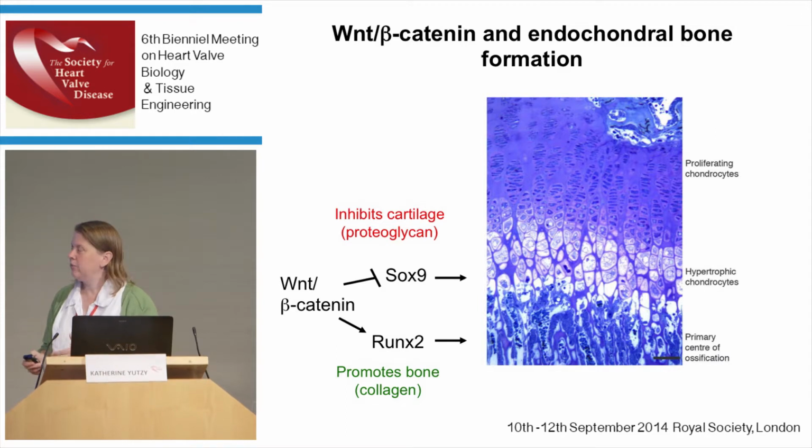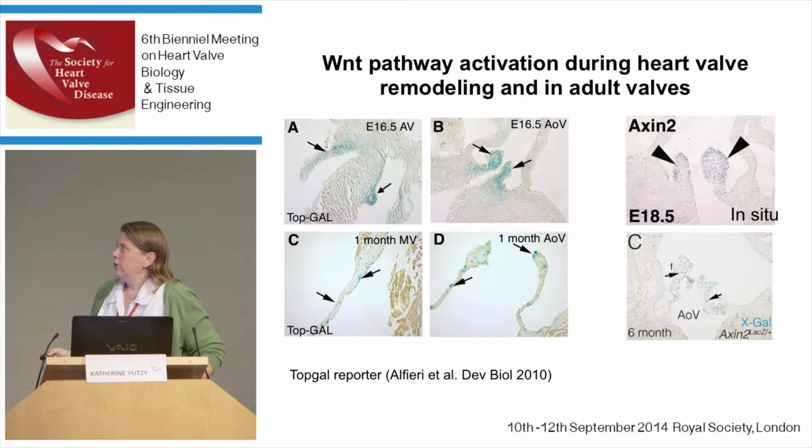And so we wanted to see if this pathway is also conserved in valve development and then also in valve disease. So in looking at whether this pathway is active during valve development and in adult valves, this is a beta-gal reporter where we see Wnt activity, indicated by blue, in the mitral valves and in the semilunar valves at late embryonic stages. And we also see Wnt staining in the adult valves in sort of these little stochastic bursts.